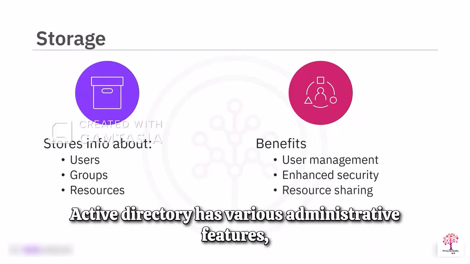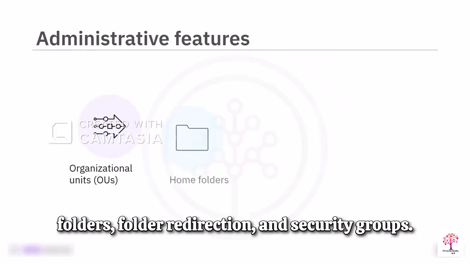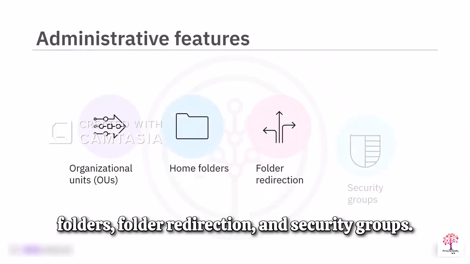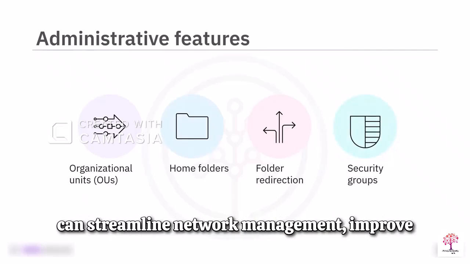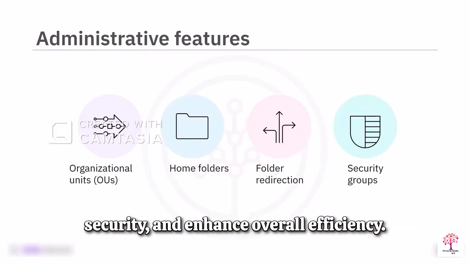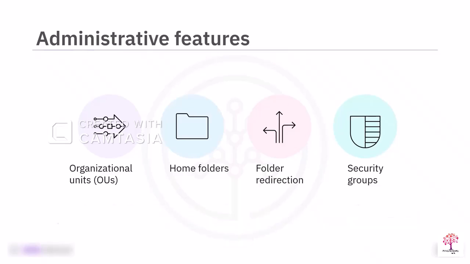Active Directory has various administrative features, including organizational units called OUs, home folders, folder redirection, and security groups. By leveraging these capabilities, organizations can streamline network management, improve security, and enhance overall efficiency. Let's briefly discuss what each of these features are.